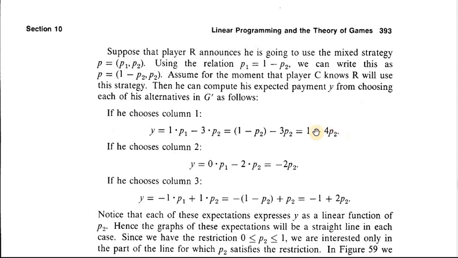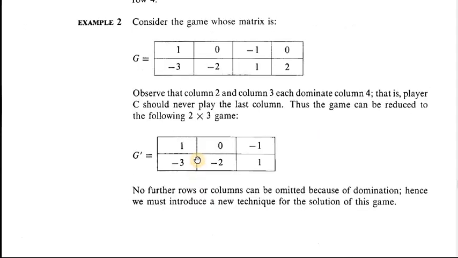On the other hand, if the column player chooses column 2, what's his payoff going to be? Well, we know that the row player chooses this with probability P1, this minus 2 with probability P2. So his payoff is going to be P1 times 0 plus P2 times minus 2. That's his expected payoff. Now, he's not always going to get that, but over the long run, if you consider the probabilities, that's what his expected payoff is going to be.